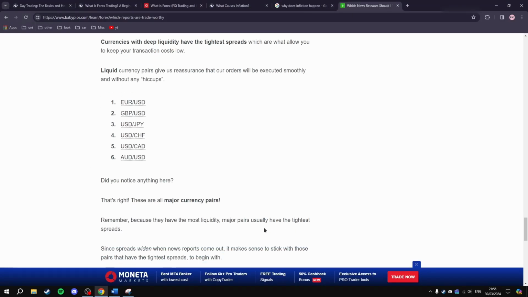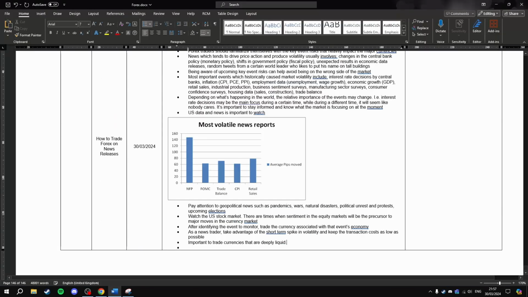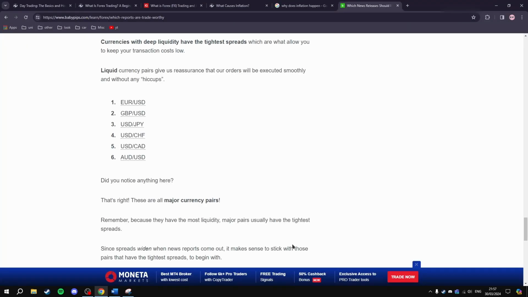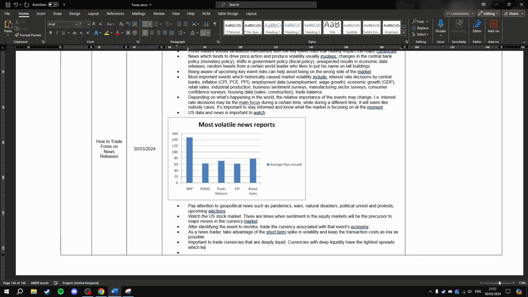Currencies with deep liquidity have the tightest spreads, which are what allow you to keep your transaction costs low.